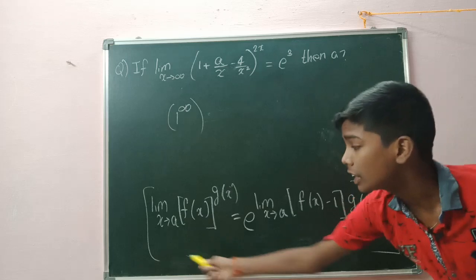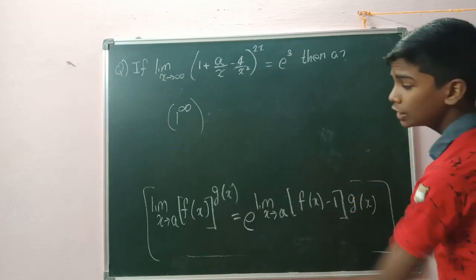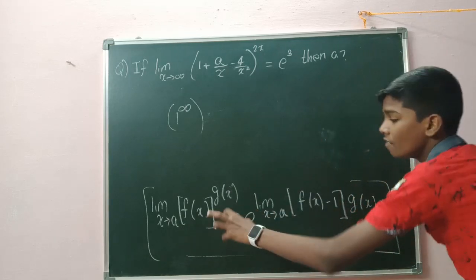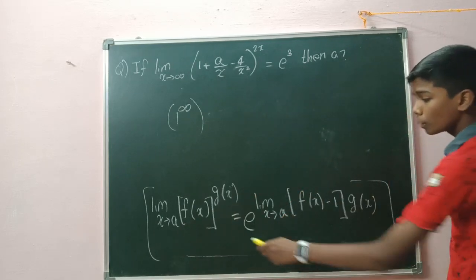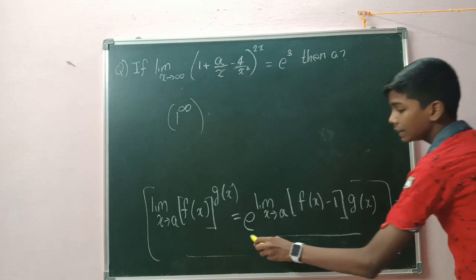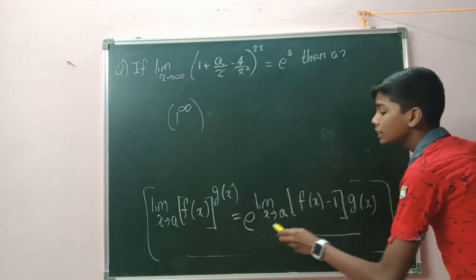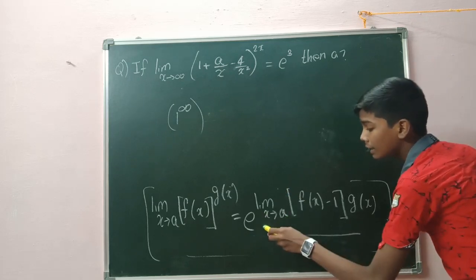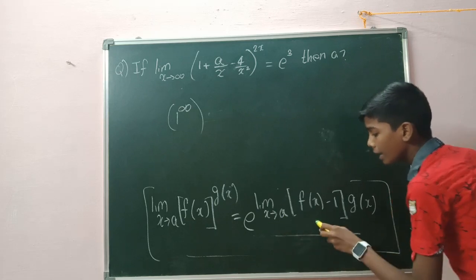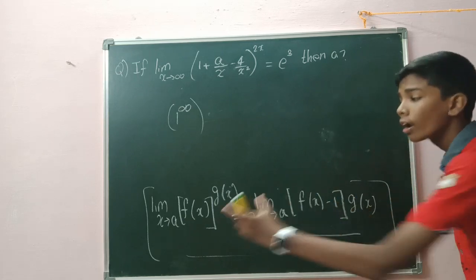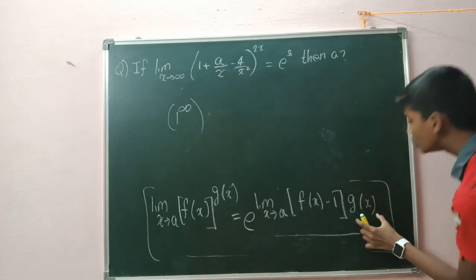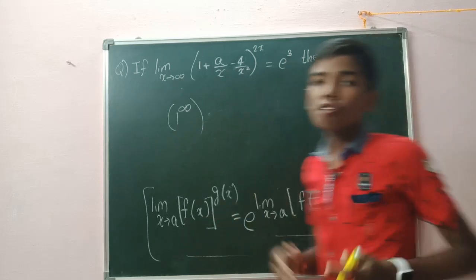So hence, this formula is very important. When the limit of x tends to a of f of x to the power g of x is of the form 1 power infinity, then you are supposed to use this particular formula, that is e raised to power limit of x tends to a, the same limit and the same value that x tends to, of f of x minus 1, that is subtract 1 from your base, times g of x. That's all.